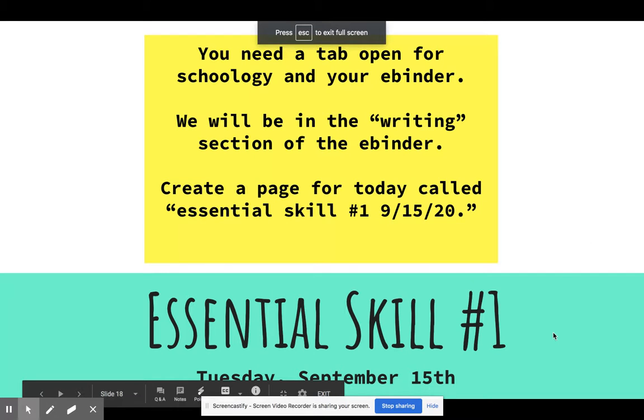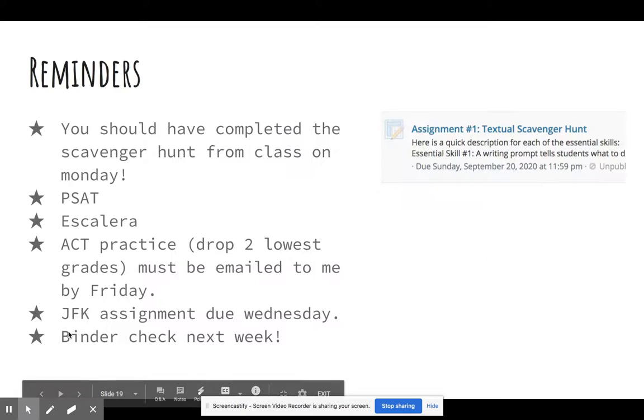Okay, guys, this is our lesson from Tuesday, September 15th. You need to follow these instructions in the yellow box for setting up the tab for today in your eBinder.